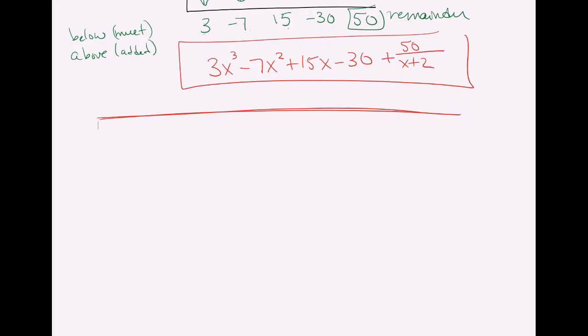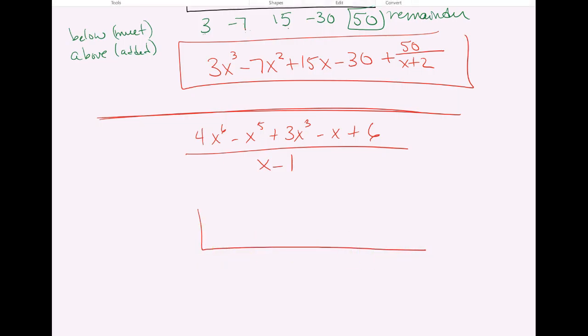So let's pretend that we were dividing 4x to the 6th minus x to the 5th plus 3x cubed minus x plus 6 divided by x minus 1. Okay, so the first thing I'm going to do is draw my upside down synthetic division symbol. In fact, I'll switch colors here. Okay. And I need coefficients, okay? So make sure as you do your coefficients, if anything's missing, fill in a 0.